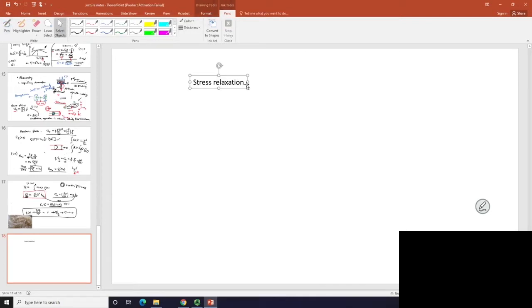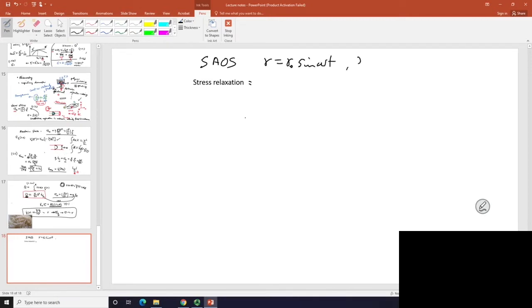This is a very important mode. Remember we talked about oscillatory shear, which we sometimes just call SAOS. It basically oscillates back and forth. That's a very important mode because you use a small strain, so the stress is also oscillatory. We went through that.